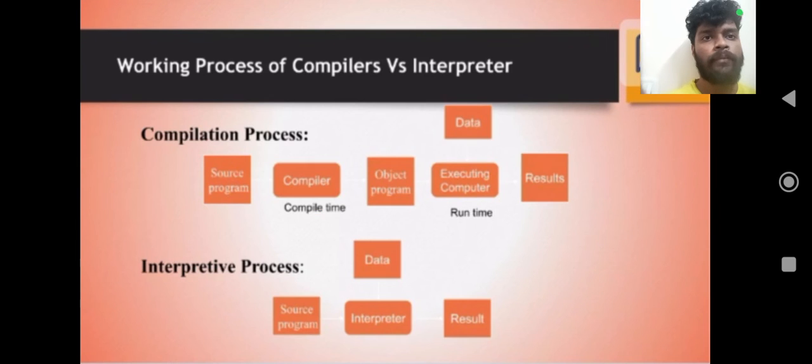And let us see the working process of compiler versus interpreter. First, the source program is given to the compiler and an object program is produced, and then the executable computer takes the data and the result is produced. This is how the compiler works. And let us see the interpreter. The source program is given to the interpreter and the required data, that is the input, is given. According to that, the result is produced. This is the simple working of the compiler and interpreter.